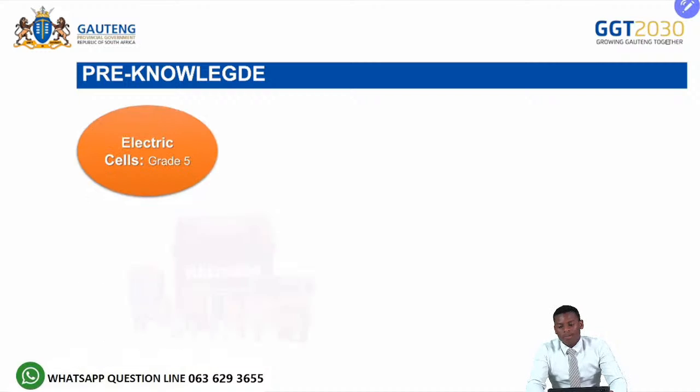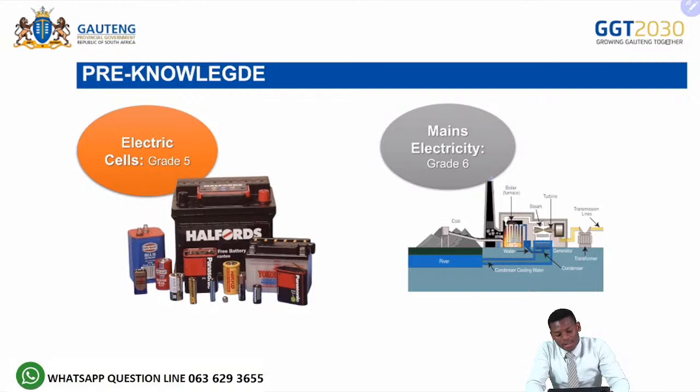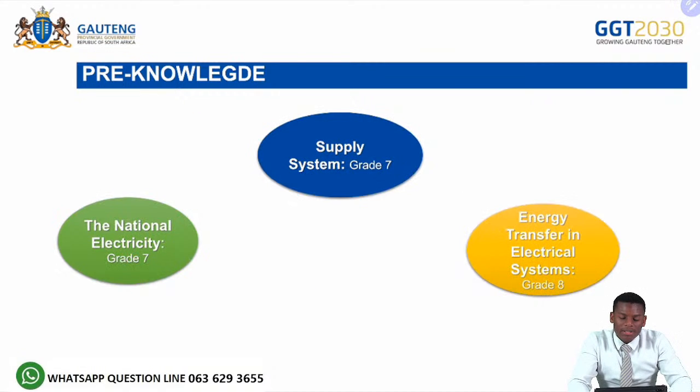Already you should know in grade 5 you learned about electric cells. There are the cells and the battery. So remember, a cell is a single unit, but the battery is a collection of cells. Also, in grade 6, you learned about the means of electricity, like fossil fuels, how they generate electricity. Also, in grade 7, you learned about the supply system, the national grid electricity, and then in grade 8, you learned about energy transfer in electrical systems.